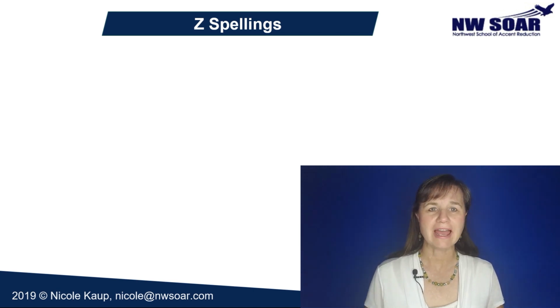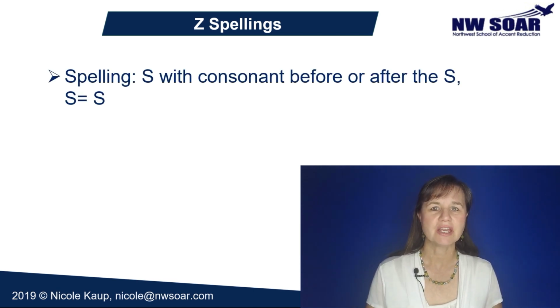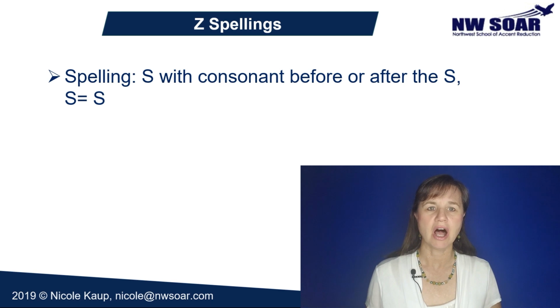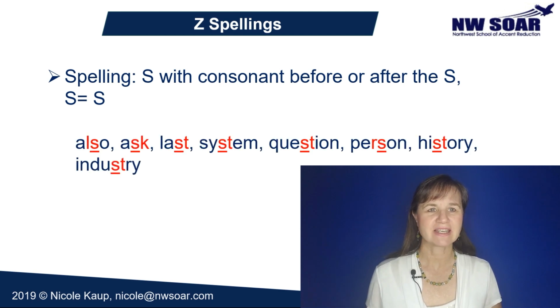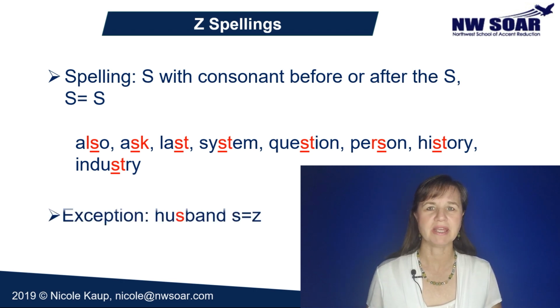Now, if the middle S has a consonant before or after it, it's usually pronounced as an S. Examples include also, ask, last, system, question, person, history, and industry. But here's a common exception, the word husband. That S is still pronounced as a Z.